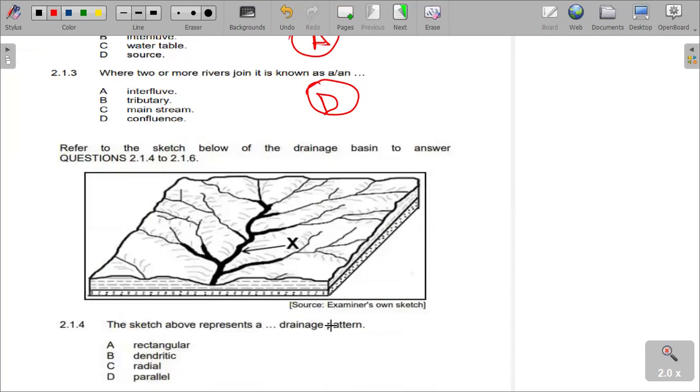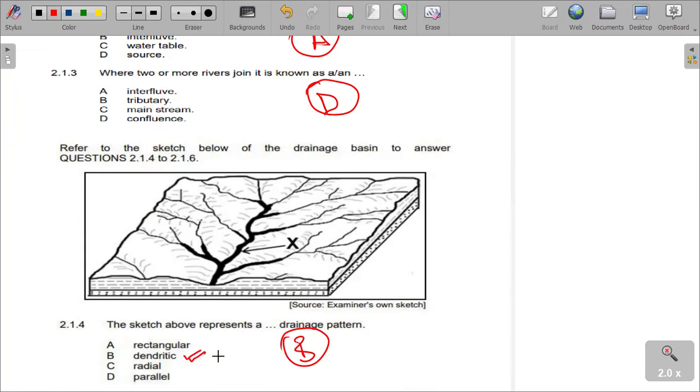Next, refer to the sketch of the drainage basin to answer questions 2.1.4 to 2.1.6. The sketch represents a drainage pattern. A drainage pattern that resembles the branch of a tree is known as a dendritic drainage pattern, which is B.